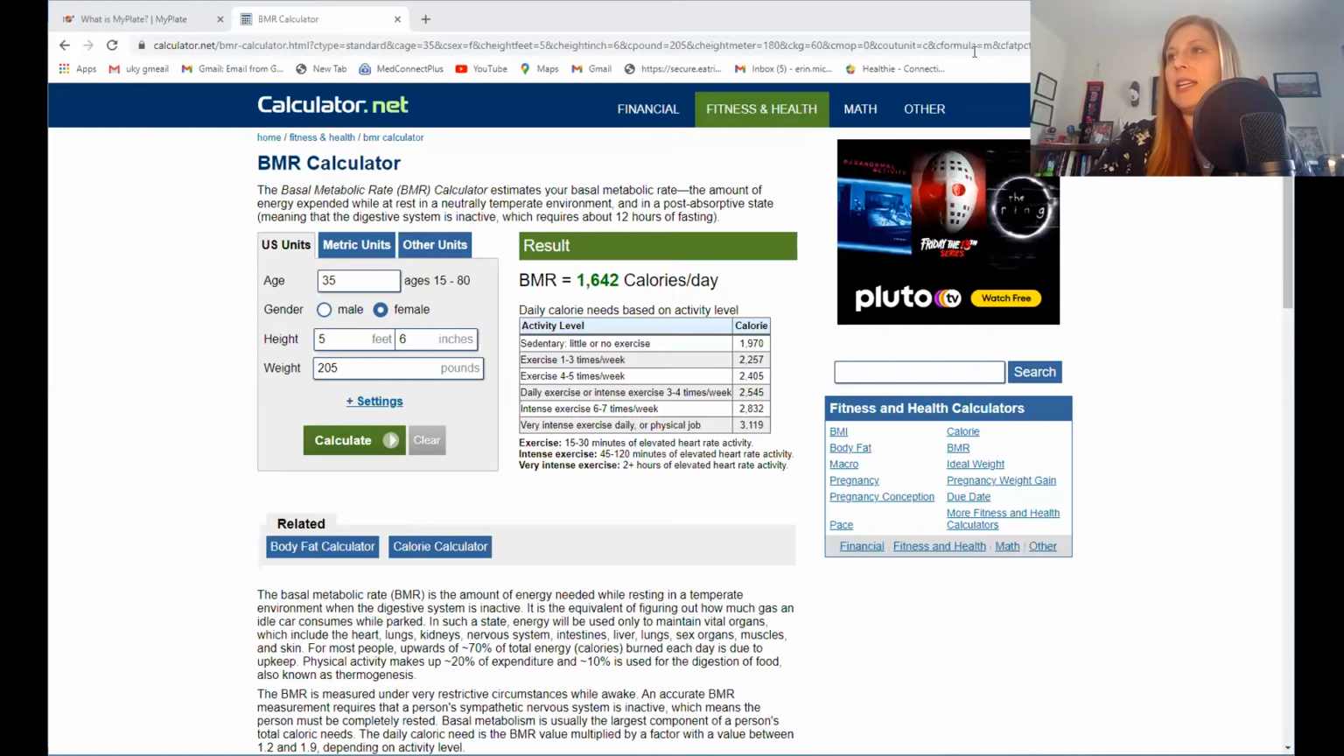So for me, my BMR is 1,642. So that's a number I never, ever want to eat below, right? But then if, let's say, I exercise between 4 and 5 times per week, to maintain my current weight, that would be about 2,400 calories per day.